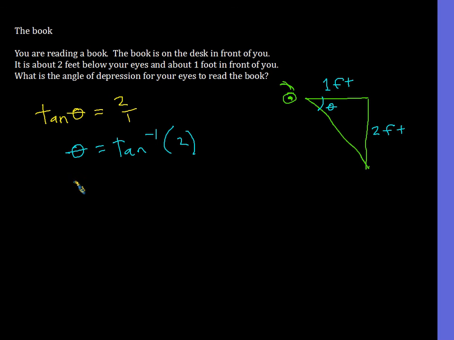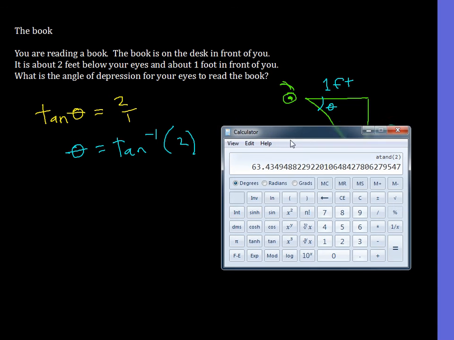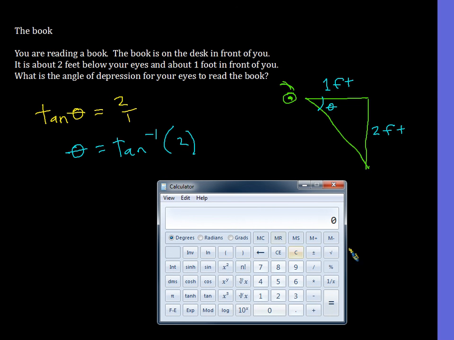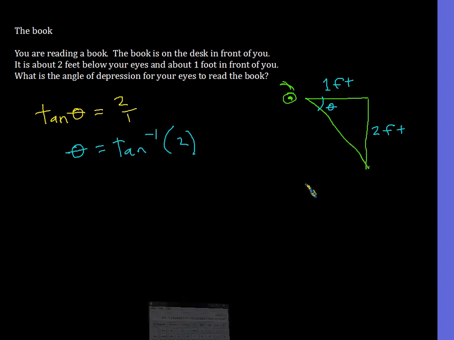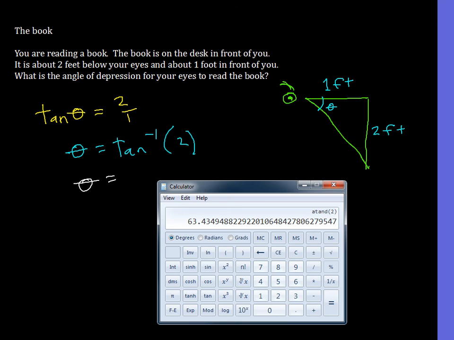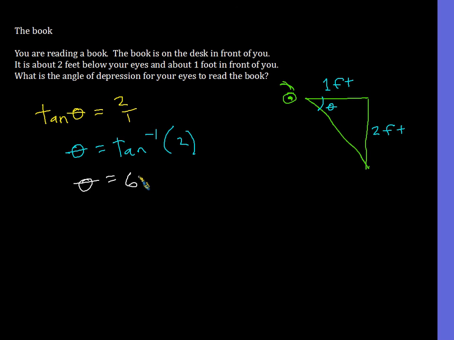And then here we'll go ahead and use our calculator to figure out what that's going to be. So we clear this out, and then we enter the number 2, make sure we're in degree mode, and then do inverse tan. And when we do, we get about 63.4 degrees. So theta equals 63.4, and that answer is in degrees. Okay, so we use the inverse trig function to find the angle.